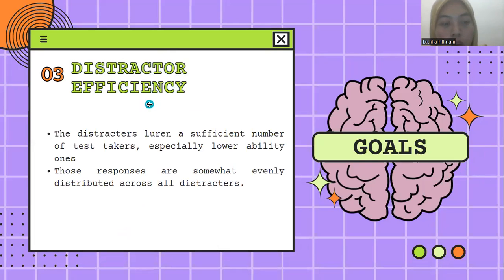Next is distractor efficiency. The distractor should lure a sufficient number of test takers, especially lower ability ones, and those responses should be somewhat evenly distributed across all distractors.